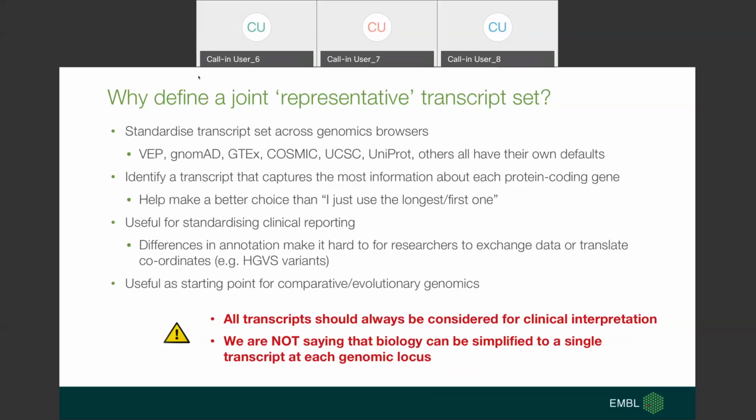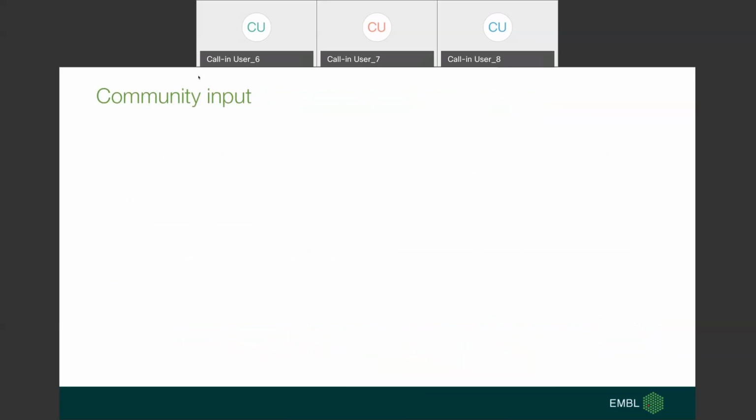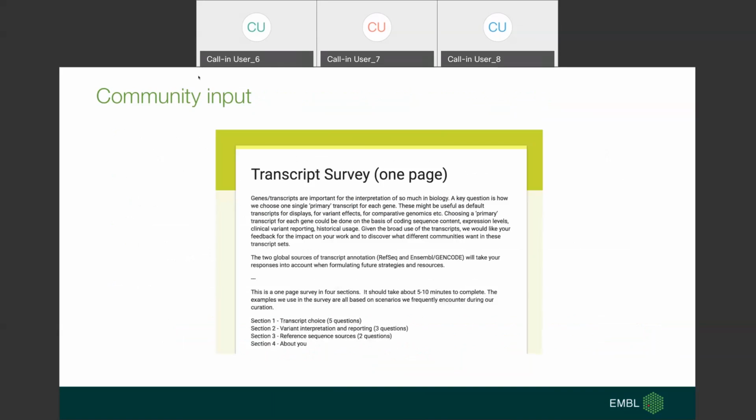So the first thing that we decided to do was to try to get some community input, and I'm going to just walk you briefly through a survey. I know that many of you or some of you might have seen it. It came out about a year ago. And here we thought, well, if we're going to go ahead and do this, let's check in with the community to see their thoughts on the matter. And we had about 800 responses.